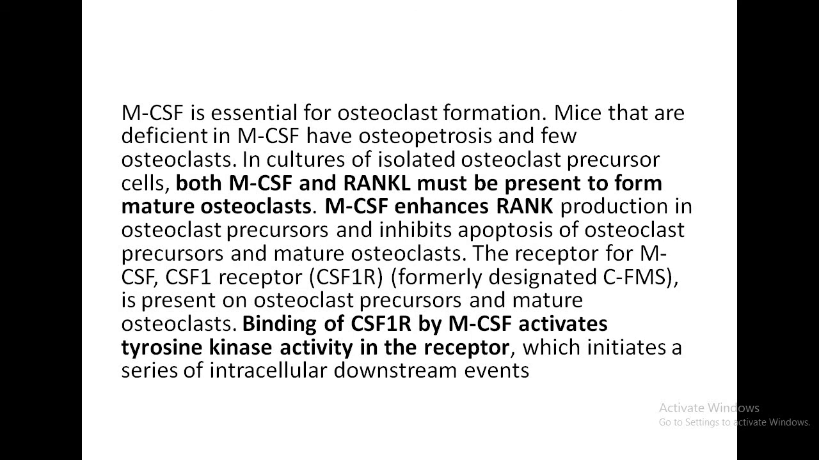MCSF is essential for osteoclast formation. If you don't have MCSF, you have osteoporosis. Both MCSF and RANKL must be present to form mature osteoclasts. So what does MCSF do? It enhances RANK production in osteoclast precursors, and it inhibits apoptosis of osteoclast precursors and mature osteoclasts.